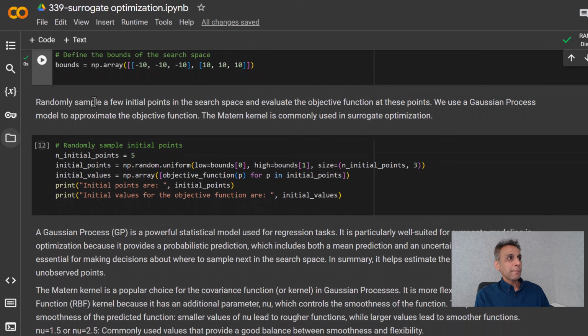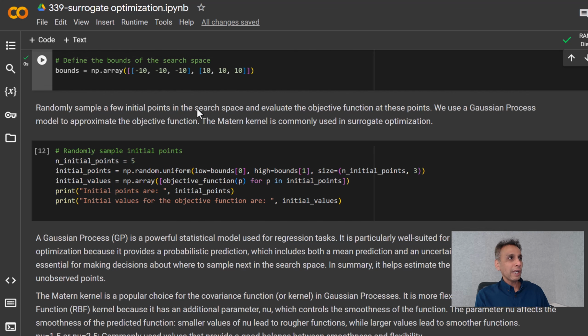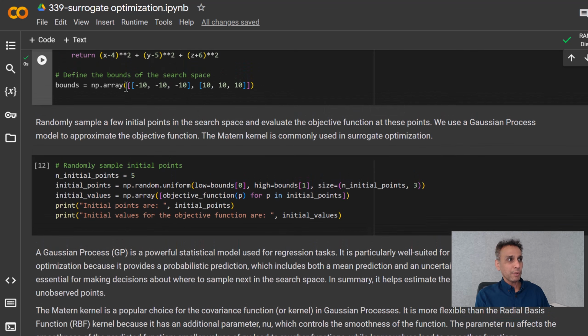It's randomly sampling a few initial points, right? So now we have the initial space between minus 10 to 10. So let's get 10 points, right? Or 5 points in this case. Number of initial points is 5. So let's randomly sample them.